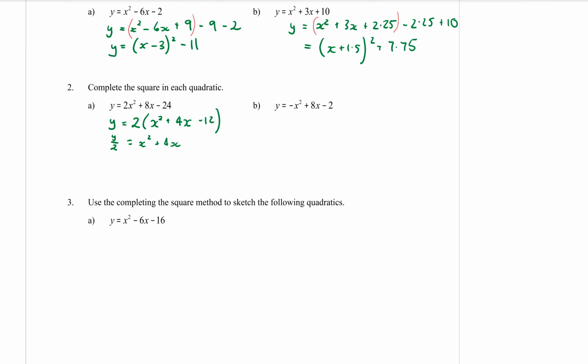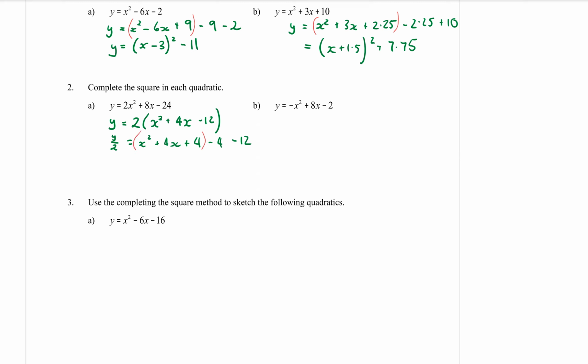So I'm going to add 4 on. I'm going to subtract it back off again. And I'm going to also have that minus 12 from this original bracket up here still sitting at the end. All right. Completing the square with the first 3 terms of that quadratic.